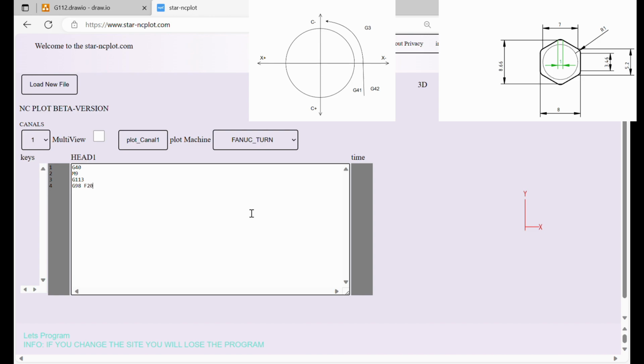Then we start with G98, positioning everything and resetting the Z-axis also. Let's start the tool and G112. Now start with programming. We start from the inner side and go outside with G41, and then we make the hexagon. A little bit faster.